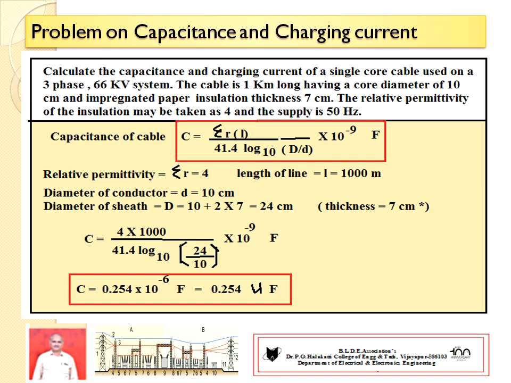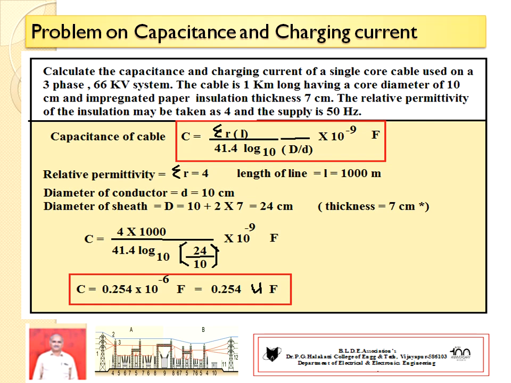First write down the given data. Relative permittivity is given 4. Length of the cable is given L equal to 1 kilometer, it is 1000 meters. Diameter of conductor small d is 10 centimeter. Diameter of sheath you have to calculate because thickness of insulation is given. Thickness of insulation is radius.